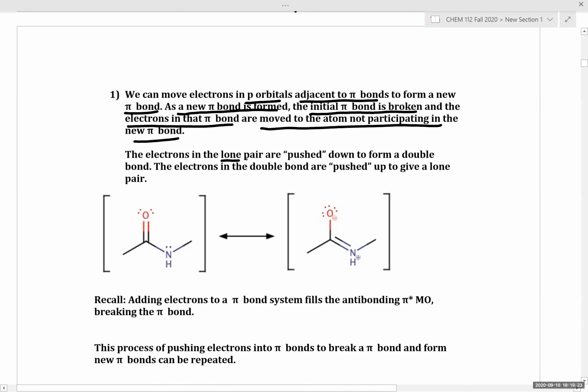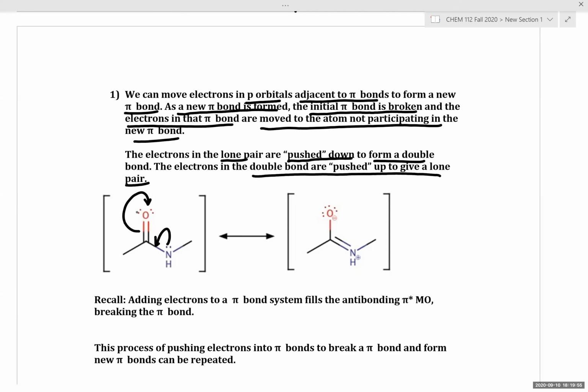The electrons in the lone pair are pushed down to form a double bond. The electrons in the double bond are pushed up to give a lone pair. So we draw our arrows like so. We push our lone pair down, forming a new double bond, which breaks our previous double bond, and our electron density in that double bond gets moved up to oxygen, which is no longer participating in a double bond. Does that make sense to everyone?